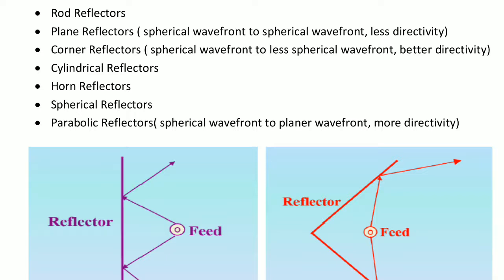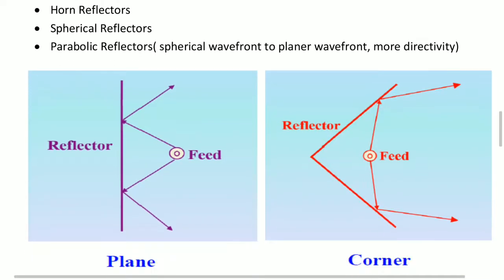So this spherical wavefront can be slightly converted into a planar wavefront with the help of corner reflectors. So we can see the diagram of a corner reflector. There are two reflecting surfaces. We can see it is a dihedral form of corner reflector. Two reflector plates are attached.